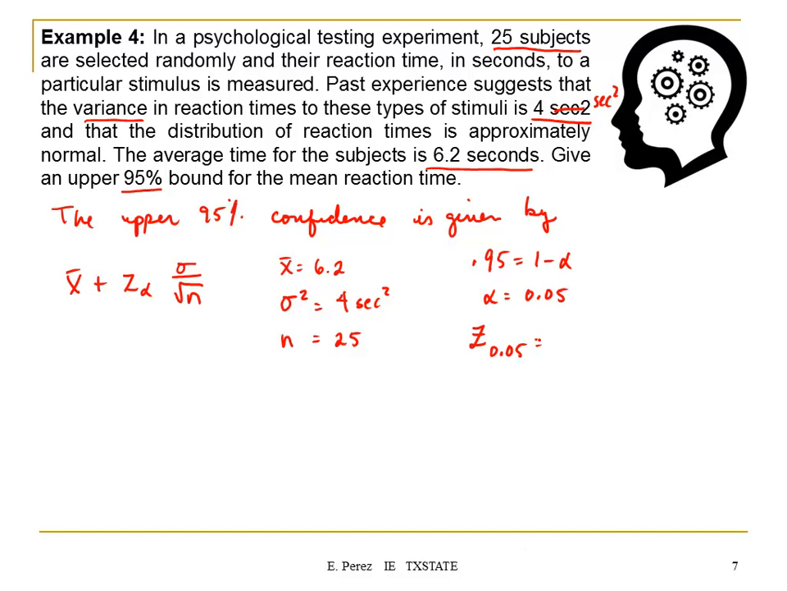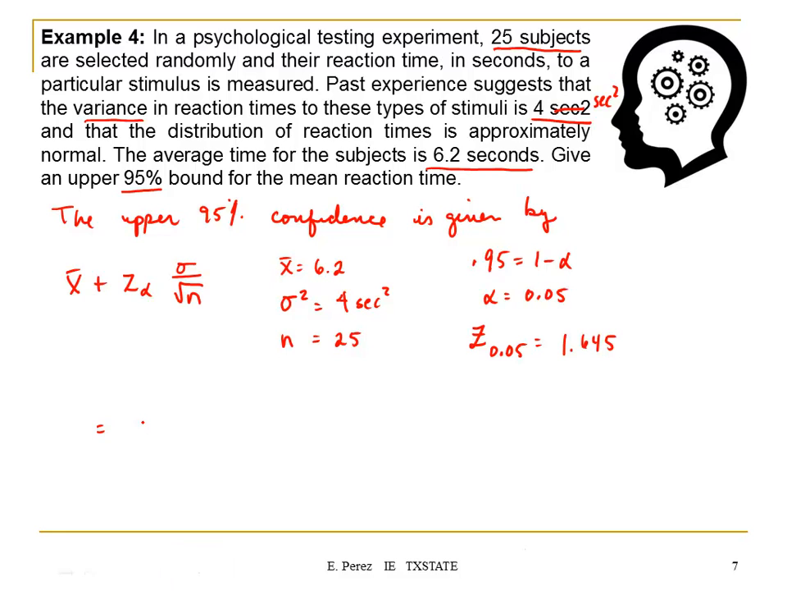And we need to find the value of the standard normal for that alpha. If you have your standard normal table, to find that number you go inside the table and find 0.05. Then you need to find out what's the value of z that will give you that number. In that case, that number is 1.645.